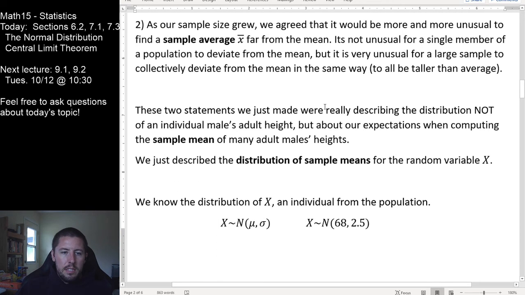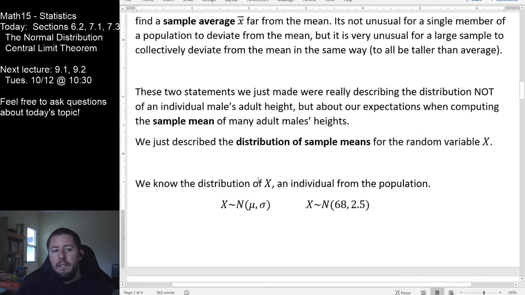These two statements that we've just made, statement 1 above and statement 2 right here, we weren't really talking in these statements about individual males' heights. What we were really talking about here is the distribution of average heights depending on the number of people that we sampled. So we've been given that the distribution of X, if we call a random variable X somebody's height, the distribution of an individual male from the population, we always notate our normal distributions this way. In our case, we had an average of 68 and a standard deviation of 2.5 inches.